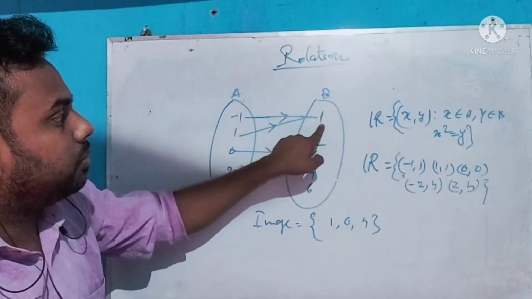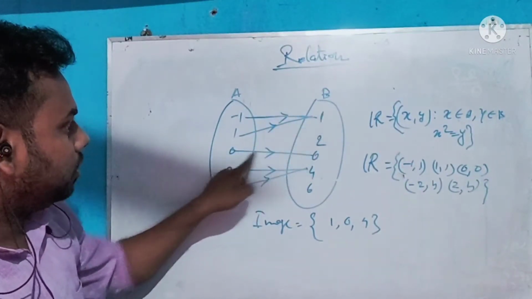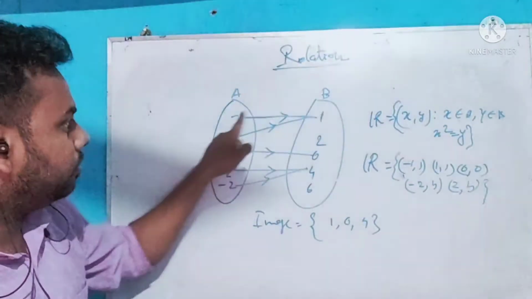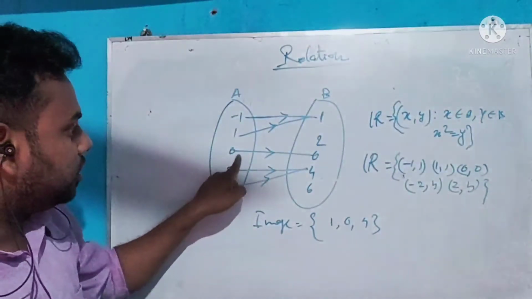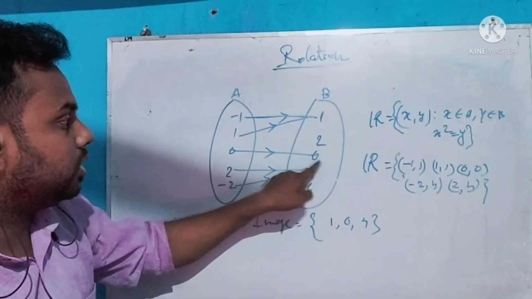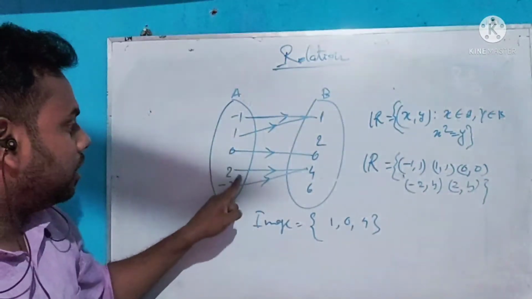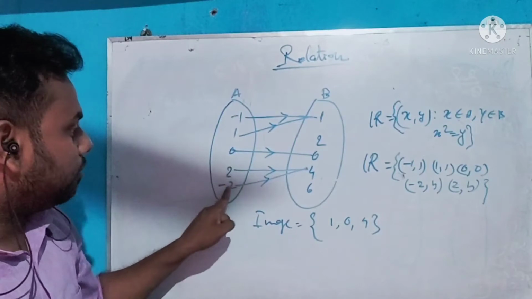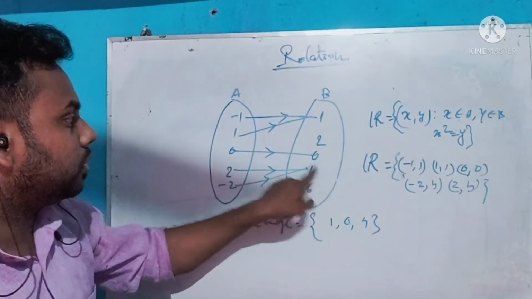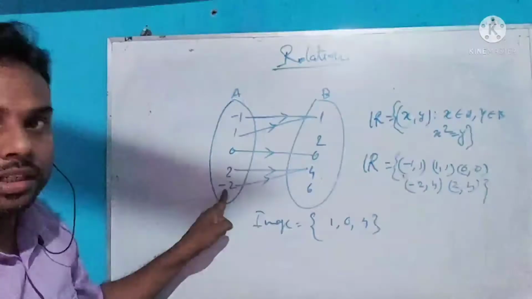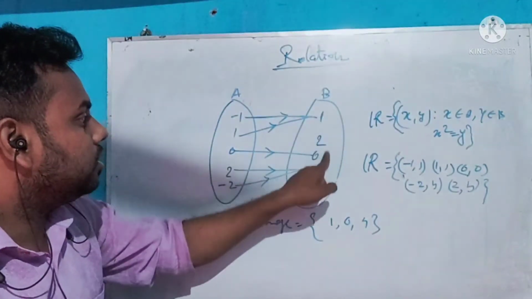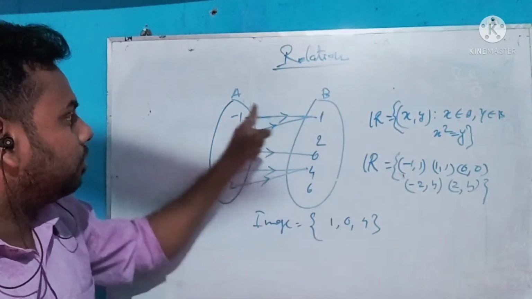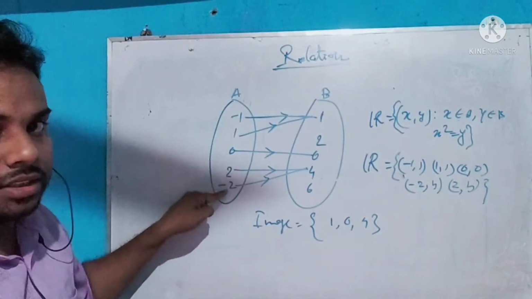Minus 1 is also mapped with 1, so 1 is the image of these two elements. Similarly, 0 is mapped with 0, so 0 is the image of 0. 2 is mapped with 4, so 4 is the image of 2. Minus 2 is also mapped with 4, so 4 is the image of minus 2 also. So 1, 0, 4 are the images of these 5 elements.